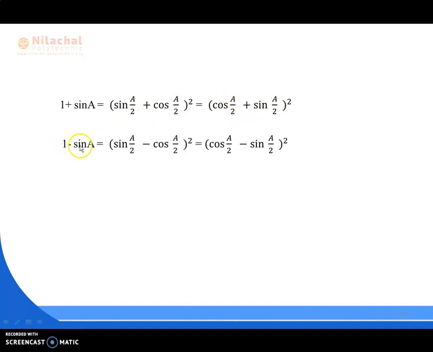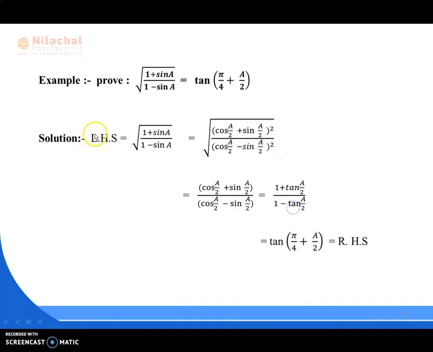Okay. Here 1 minus sin 2A, we know that the formula is sin A minus cos A whole square or cos A minus sin A whole square. Now this is 1 minus sin A. So 2 is not there. So 2 is divided into every angle. Sin A by 2 minus cos A by 2 whole square, or cos A by 2 minus sin A by 2 whole square. Let's see.